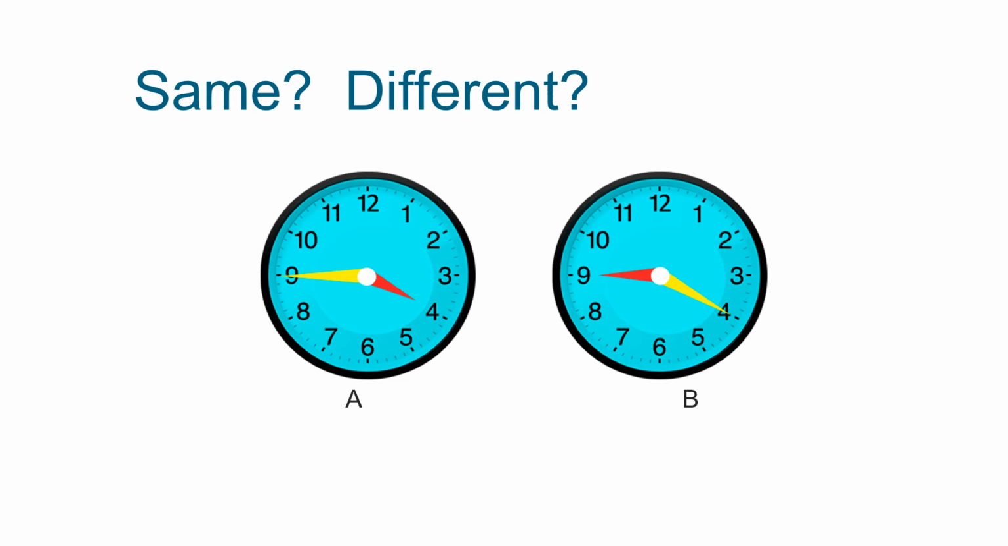The minute hand is on the 9 in clock A and the hour hand is on the 9 in clock B. What is the time on each clock? Write that down on your paper.